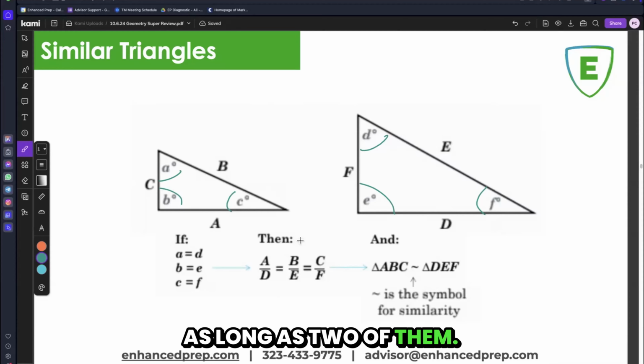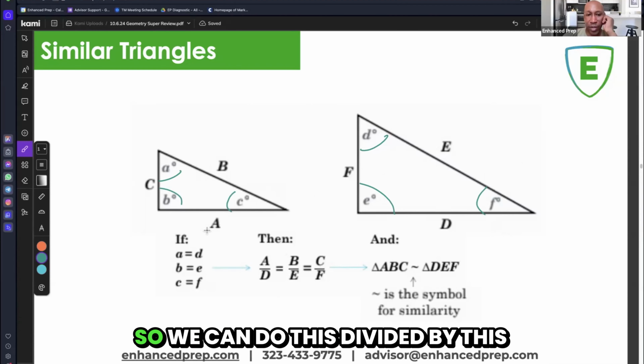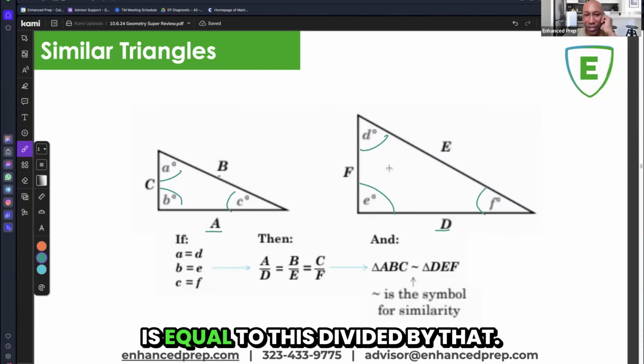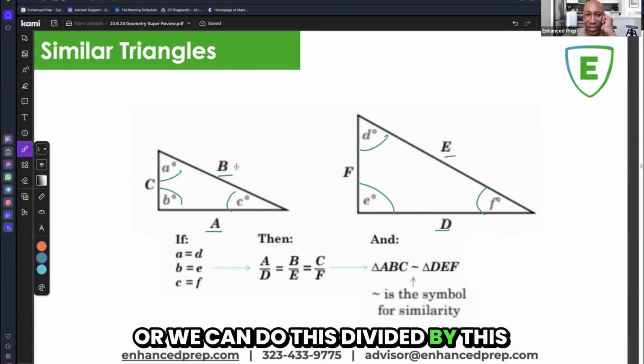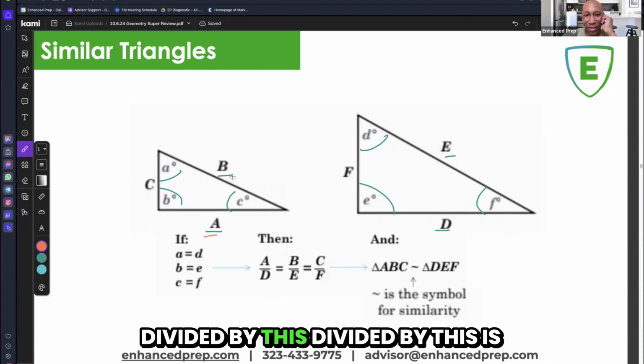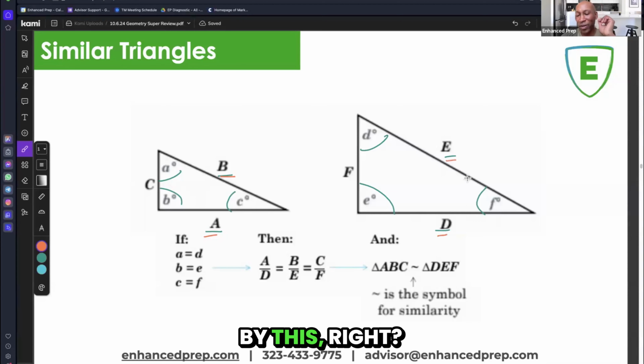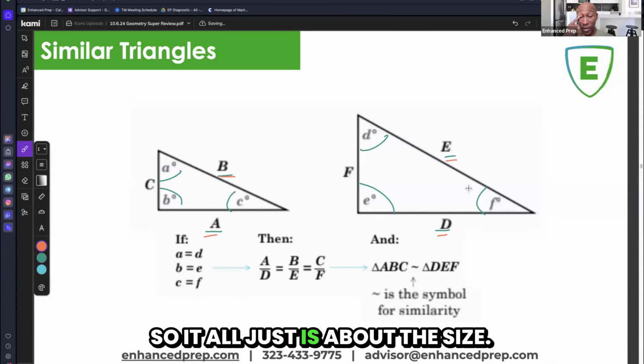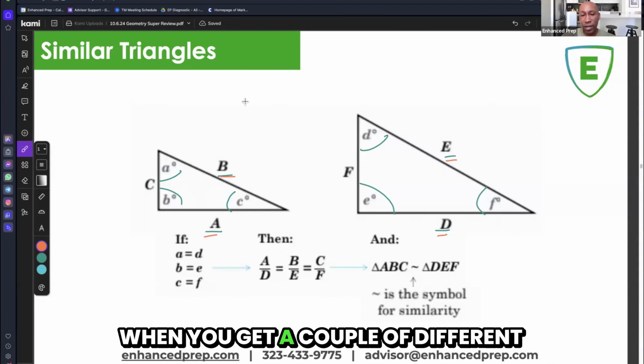As long as we have two of them, we can just set up a relationship. So we can do this divided by this is equal to this divided by that, or this divided by this is going to be equal to this divided by this, right? It all just is about the sides when you get a couple of different things.